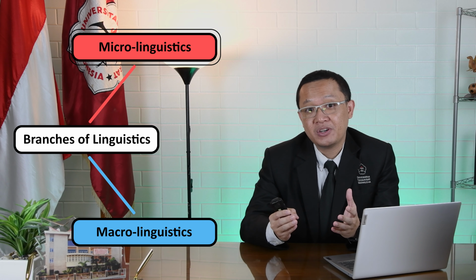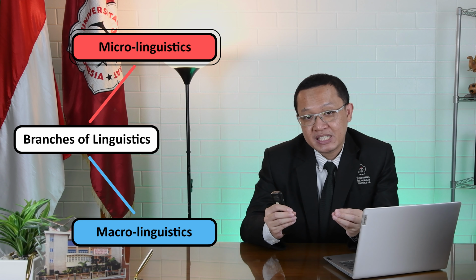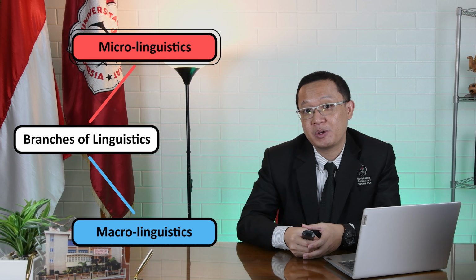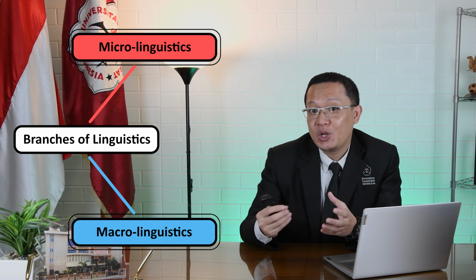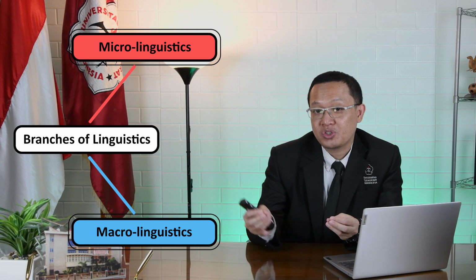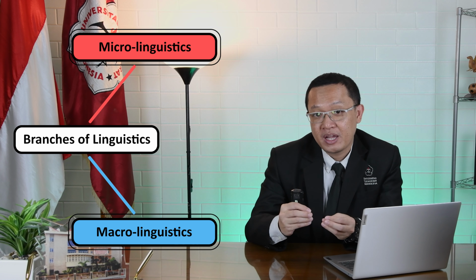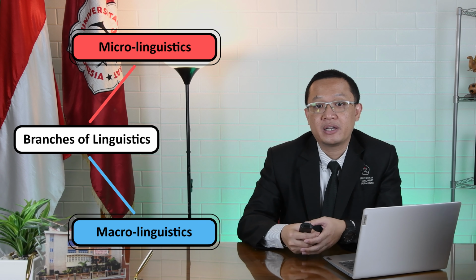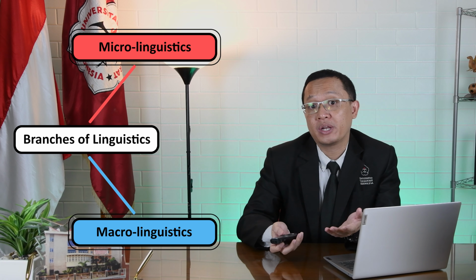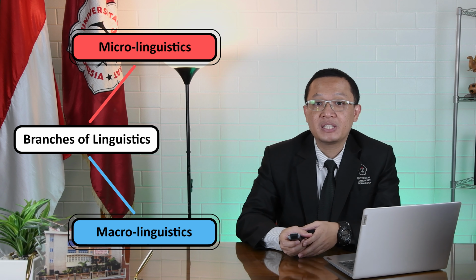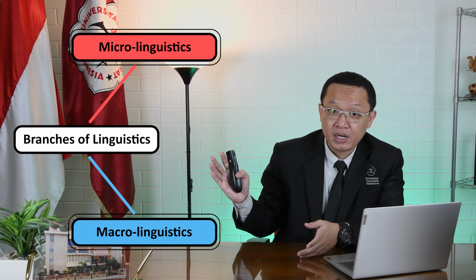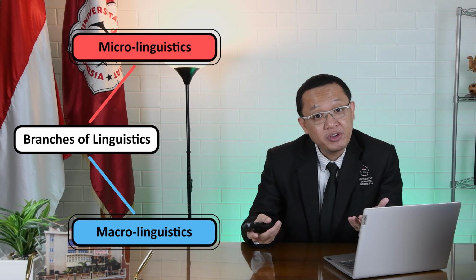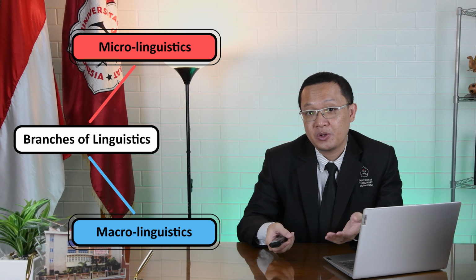Micro-linguistics is a study or branches of linguistics which discuss about the language itself, the inner system of the language. Meanwhile, macro-linguistics looks at the system of the language or the language itself in relation to other disciplines like psychology, sociology, and so on and so forth. Now, micro-linguistics are divided into some parts. Meanwhile, macro-linguistics also is divided into some subfields. Now, let us take a look at it one by one.